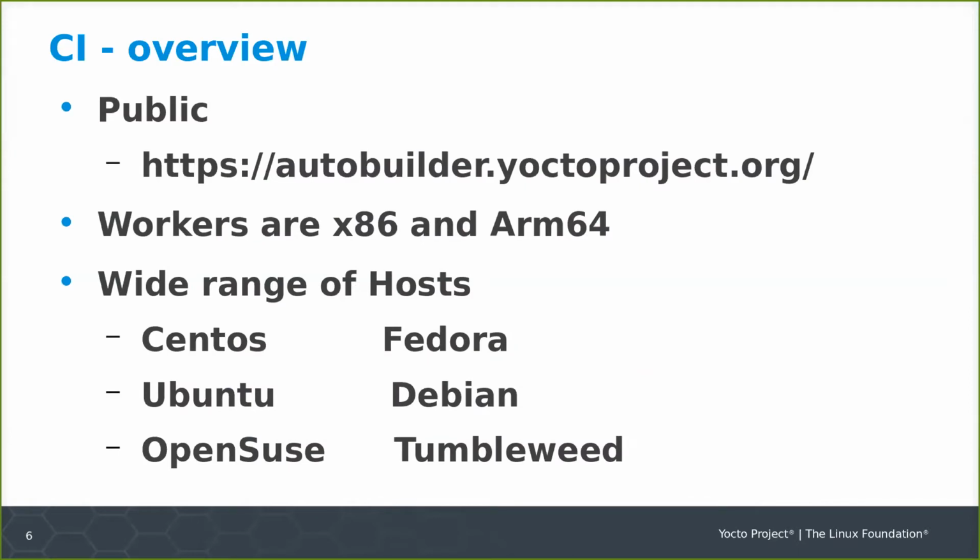We have workers. We have x86 workers, and we also have, I believe, 1 ARM64 worker that we run the builds on. We do a wide range of hosts. We do the Red Hat combination of CentOS, Fedora. We have Ubuntu and Debian, and OpenSUSE and Tumbleweed. So these are the OSs that we actually run on the workers.